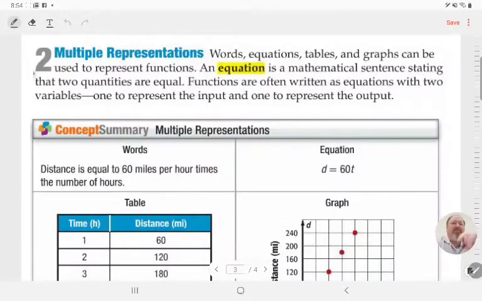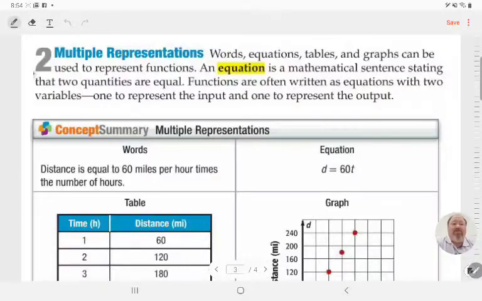So let's take a look. We can represent a function in several different ways. So words, equations, tables, and graphs can be used to represent a function. An equation is a mathematical sentence stating that two quantities are equal. So we've been using what's called an expression. An expression does not have an equal sign. An equation does have an equal sign.